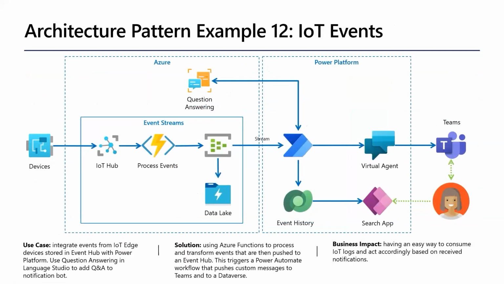I lied, there's one more. We got the IoT event situation. Here's a situation where you may have devices that are sitting out on, let's say this is an oil and gas scenario or an energy scenario. Maybe you have wind farms or oil and gas rigs out in a certain place that have devices that are tapping into an IoT hub that then dump that information into a data lake. You also want users to have access to that data either through an app or through a Teams scenario.